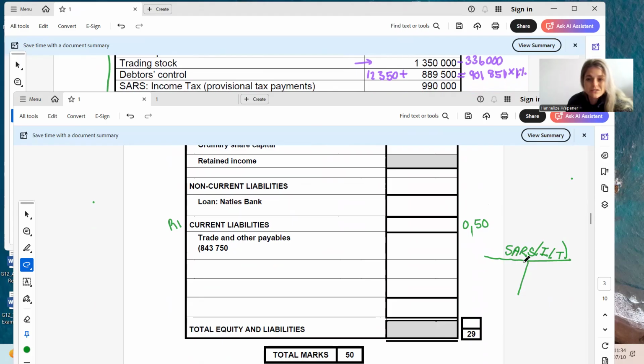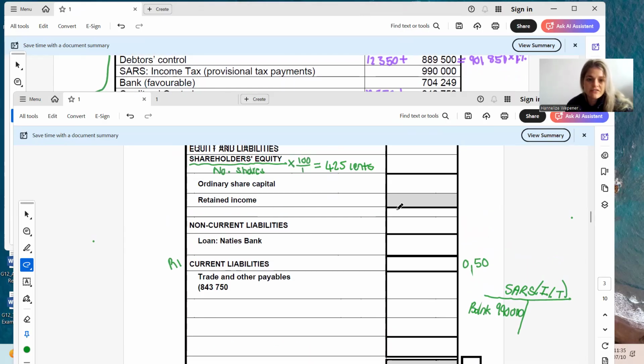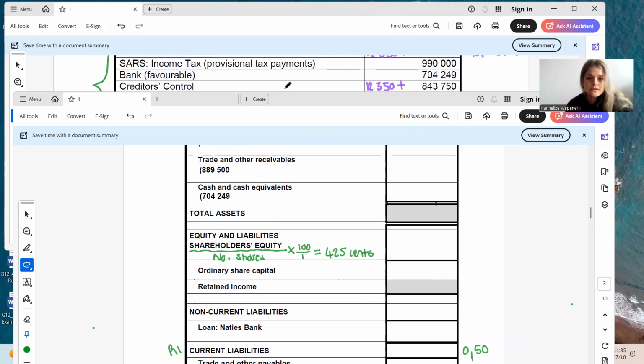There we go. Please don't do this if it's an actual T account. Right, so we made provisional payments, which means that we are debiting this liability account because we don't owe them 990,000 Rand. We've made provisional tax payments. Okay, right. Then it says that the bank is favorable. So cash and cash equivalents, that's there already as well.